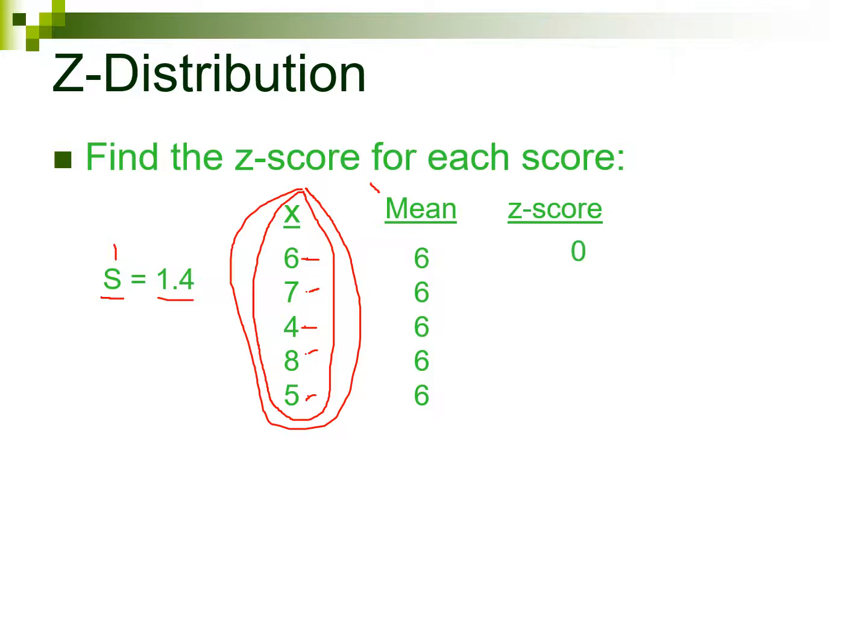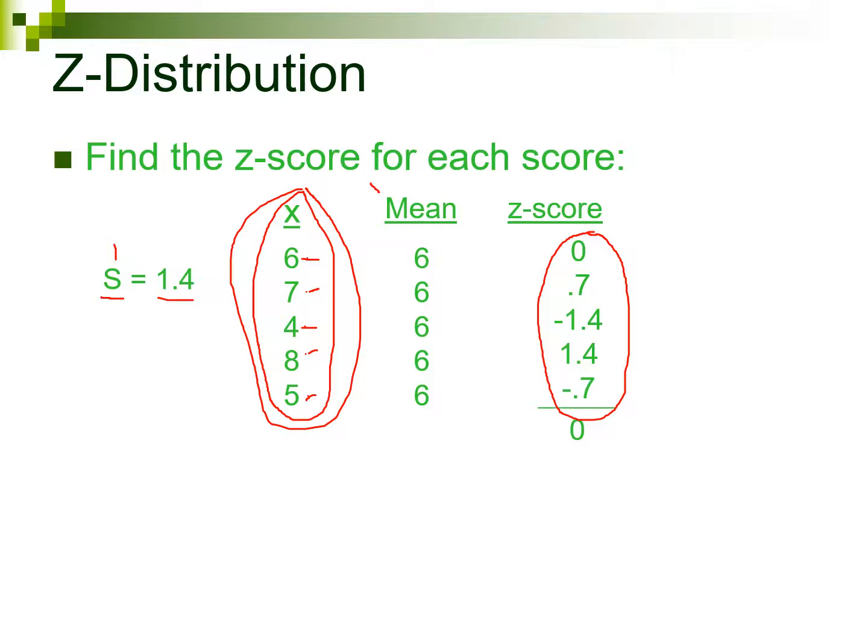0 divided by 1.4 is going to give us 0. Next, we have 7 minus 6. That's going to give us 1. 1 divided by 1.4 is going to give us 0.7. 4 minus 6, negative 2. Negative 2 divided by 1.4 is negative 1.4, and so forth and so on for the rest. Now, the point is, once we have the z-score for each of the raw scores, we could then find the mean and the standard deviation of these z-scores.